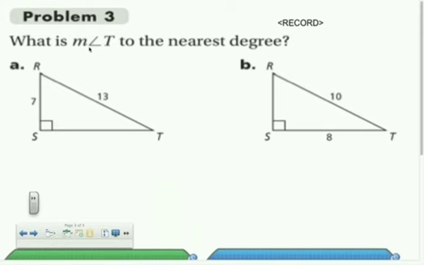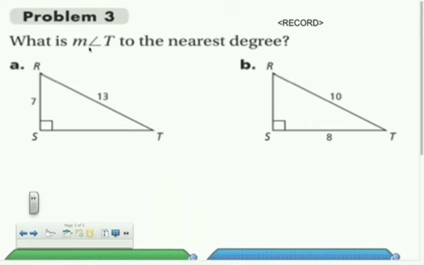The setup of the equation, however, is exactly the same idea as what we were doing on Friday. You look at the angle, you look at the sides, you decide what trig ratio you're going to be using. So in problem 3, I'm asked for angle T. So I look at angle T, I look at the sides that I know, that's 7 and 13, and I decide what trig ratio I'm going to use based on that.